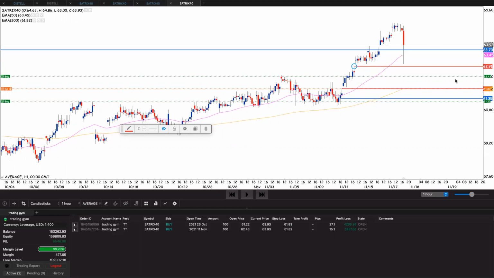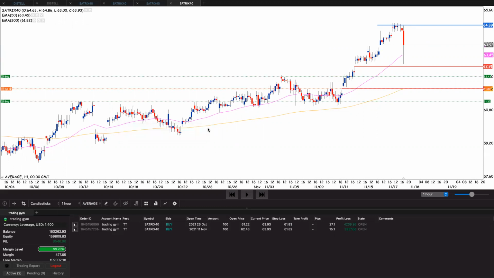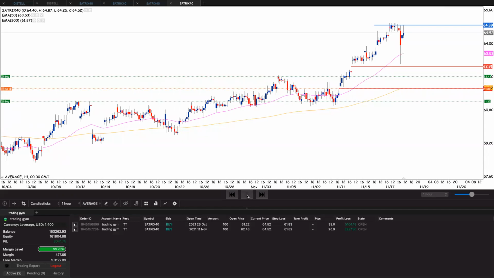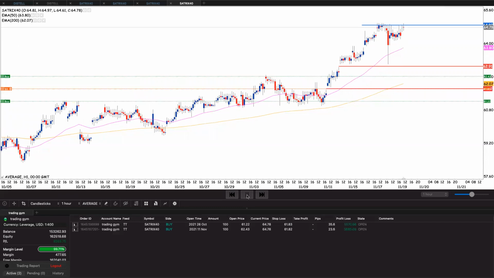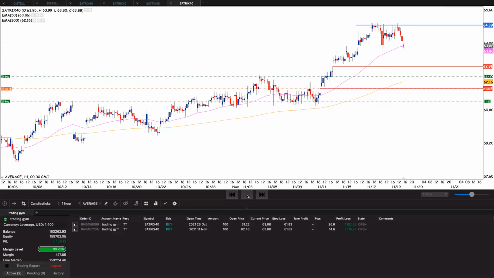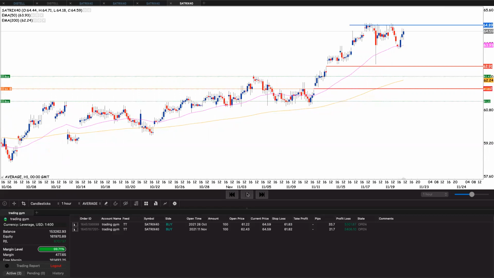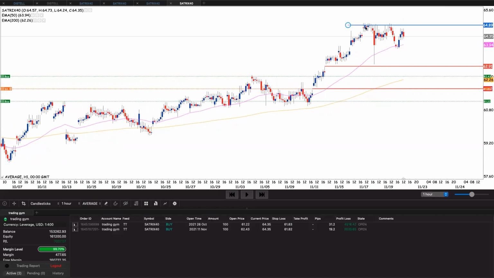So there's that reaction I was talking about. Let's hit the stop loss. So now when it comes back above that 64.90 level, I want to raise my stop loss and add to the position. Now it's taking some time to break through, and has made a higher low.